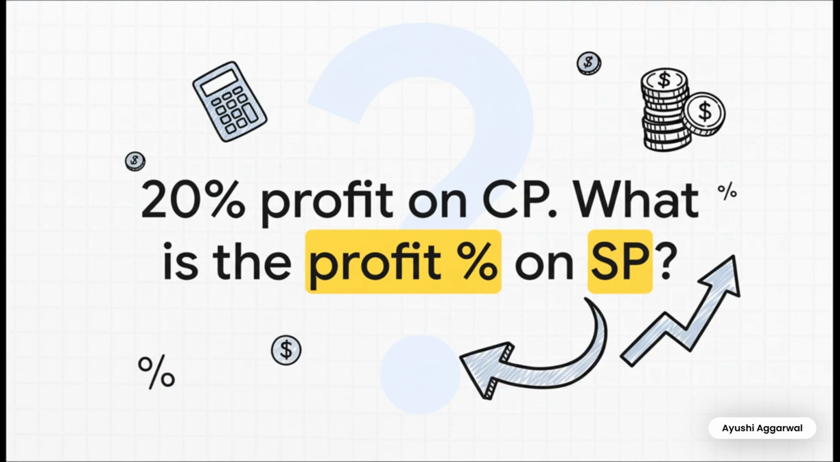All right, take a look at this one. This is a total classic. You have to read it really carefully. See, the profit is given on the cost price, but the question wants the profit percentage on the selling price. And that tiny little change, that's the trap. So let's break it down together and see how to avoid it.